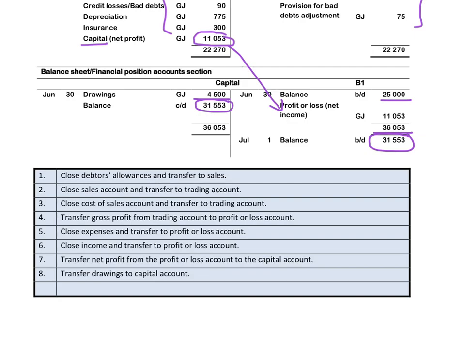What are the steps that we've learned? You first have to close your debtors' allowances to sales. Then you will close the sales account to your trading account. And you will close your cost of sales account to the trading account. And then the difference between the debit and the credit side will give me the gross profit, and I will take this from the trading account to the profit and loss account.